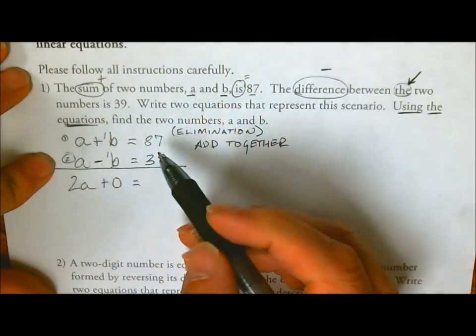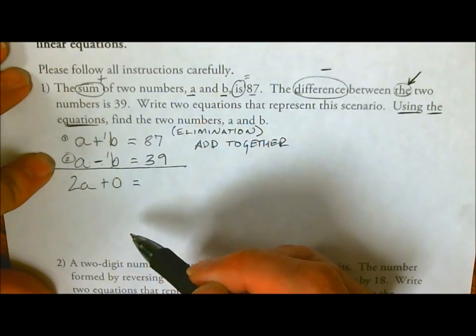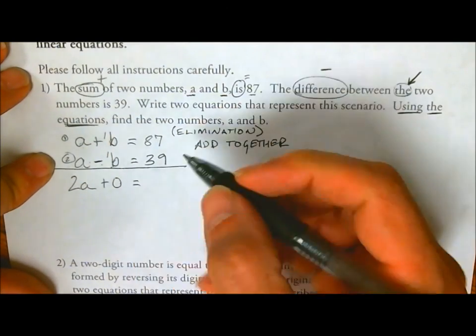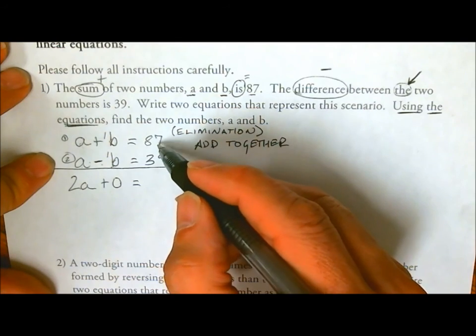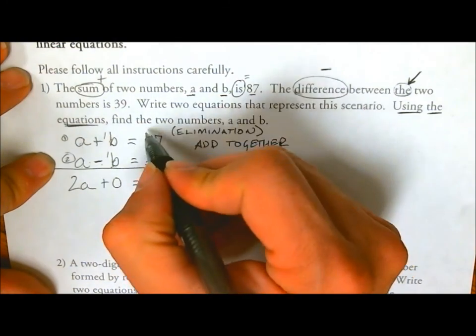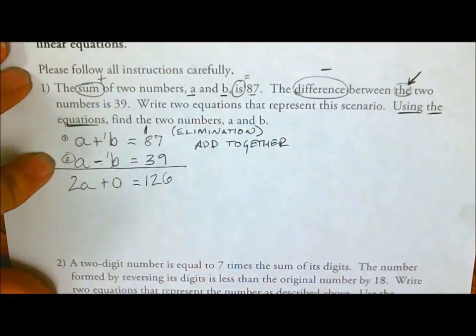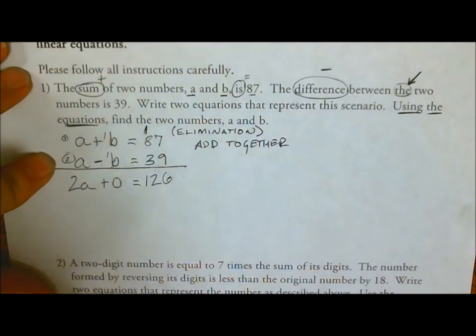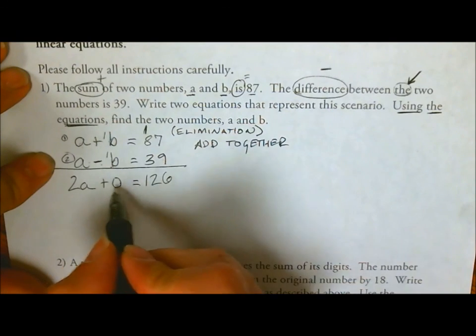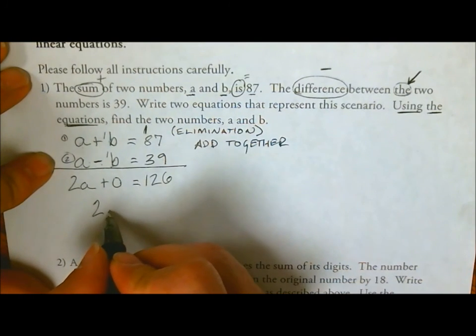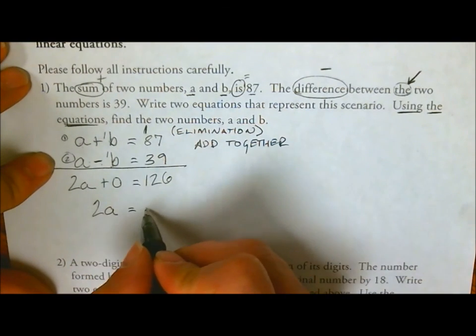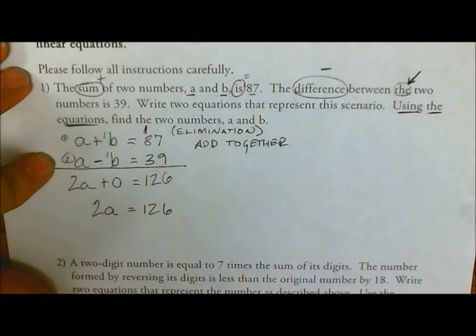And that equals 87 plus 39. 9, 10, 11, 12, 13, 14, 15, 16, 8, 9, 10, 11, 12. Okay, and I look at that and realize I don't even need that 0 there, so I rewrite it as 2 times A equals 126.